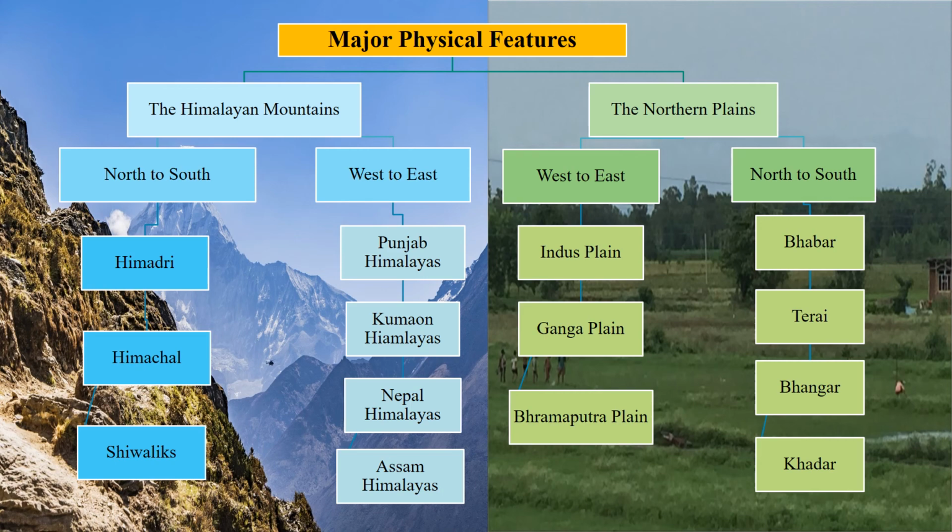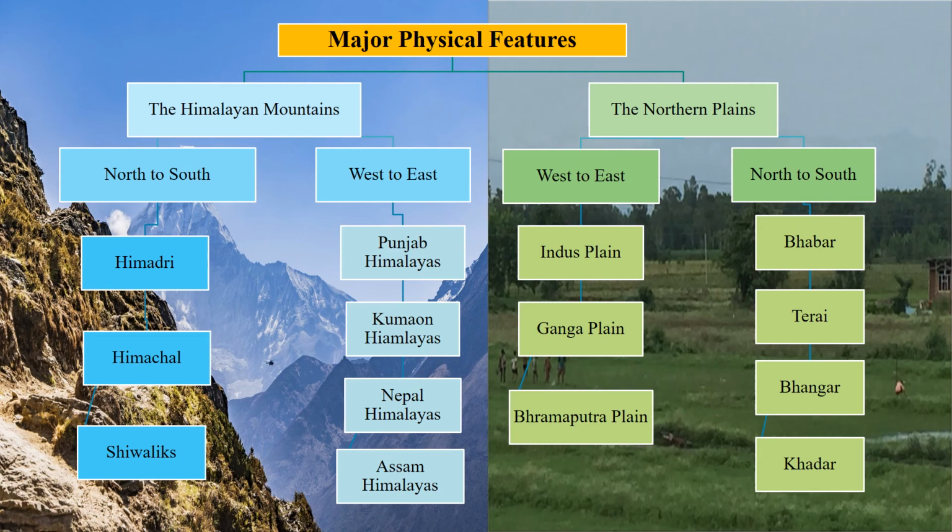In the same way, from west to east, we can divide the Himalayas into 4 parts. We have Punjab Himalayas, Kumaon Himalayas, Nepal Himalayas and Assam Himalayas. All these also have different features from each other, which we will take up in detail later on.